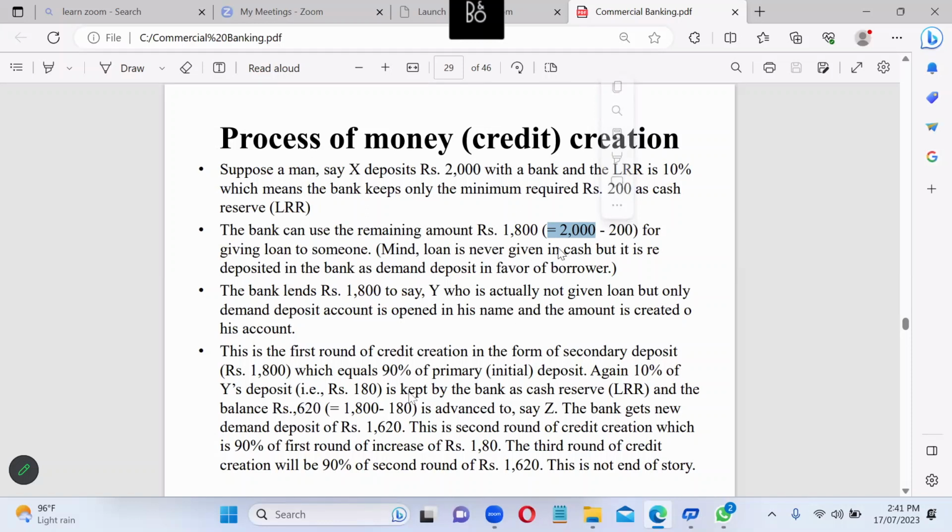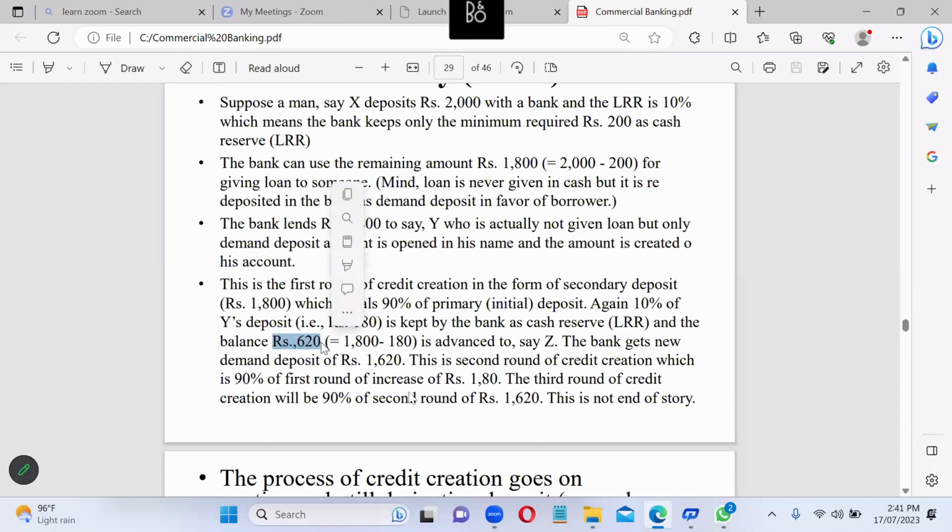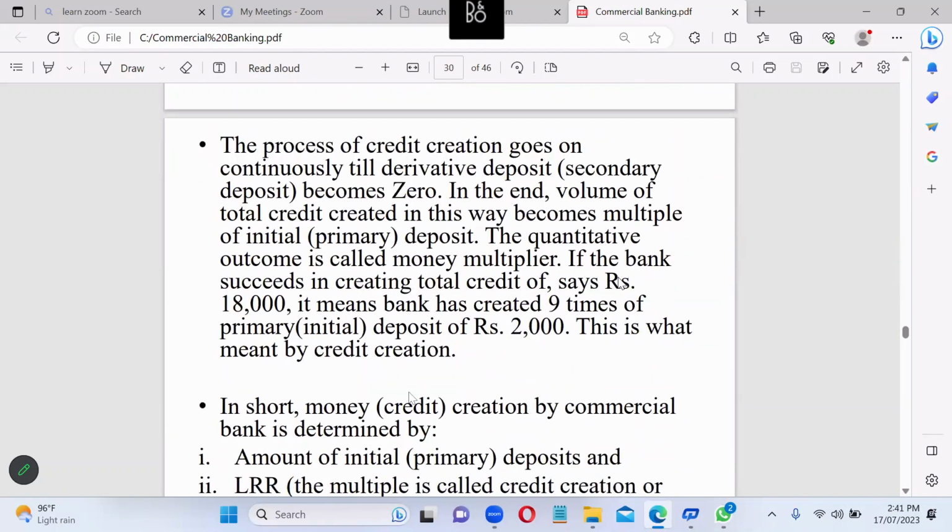After that, that 1800 goes to the demand deposit and is deposited. Then the bank provides the loan. From that 1800, they cut 10% for the LRR. So the amount is 180. After the 180 is gone, from the balance 1620, here there's some mistake, you have to write 1620. Among the 1620, you again calculate the 10 percent, deduct it and get the amount. That is the credit creation happening among the banks.